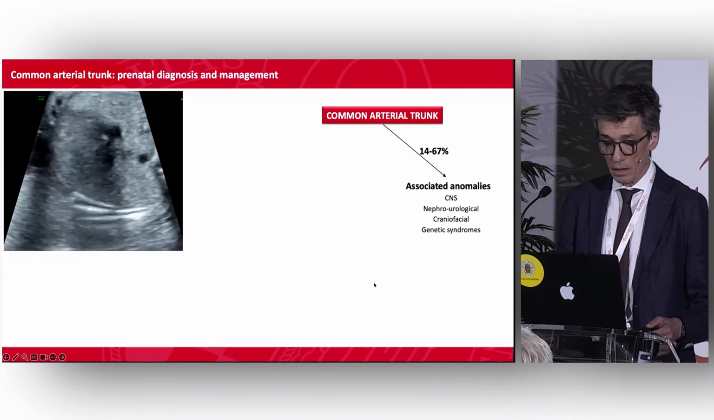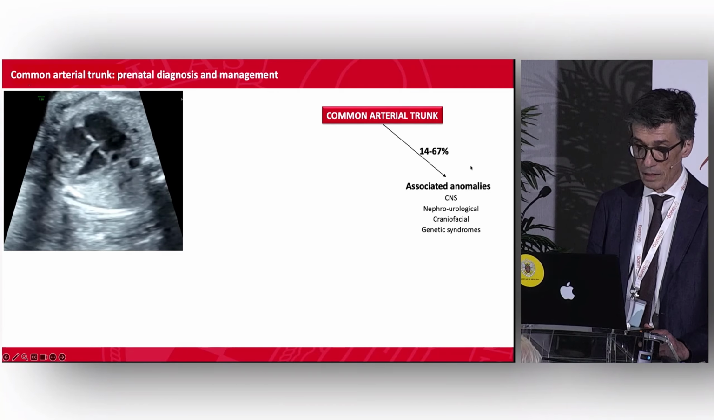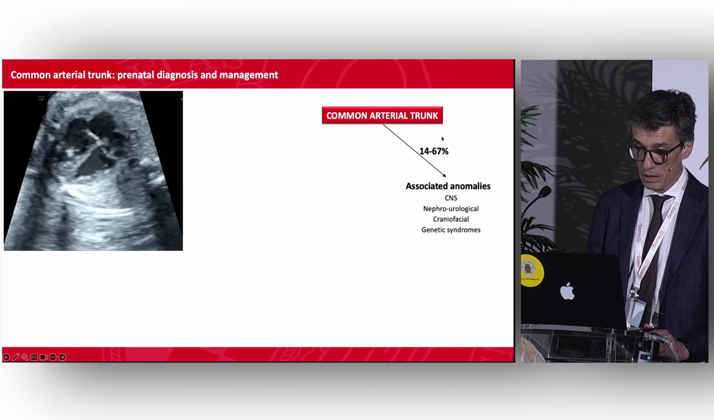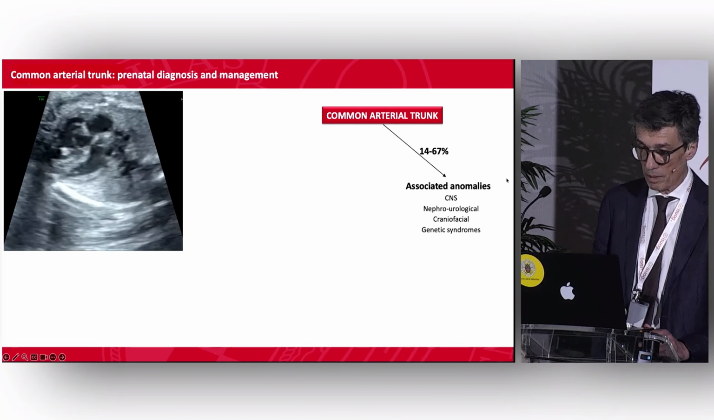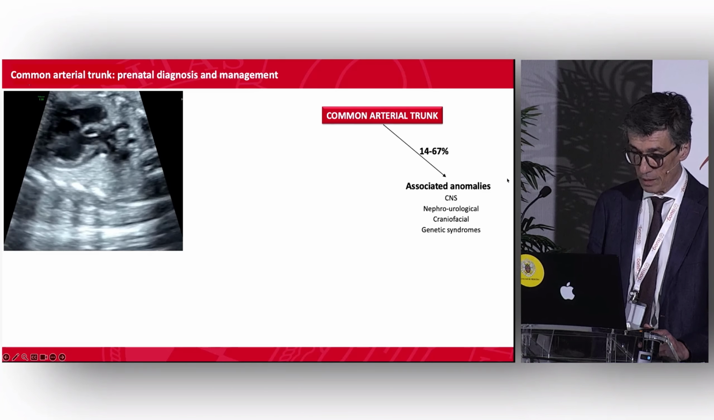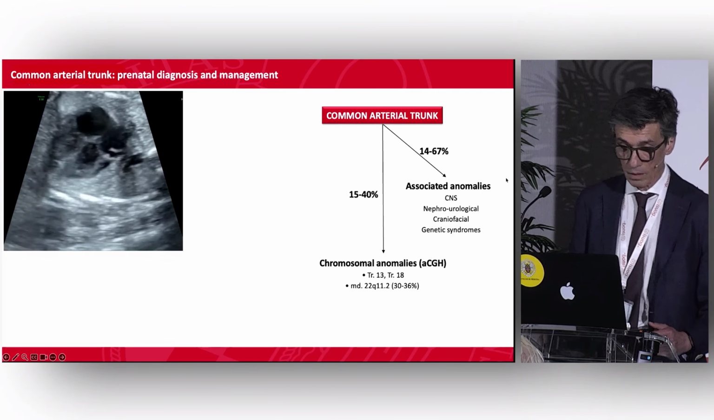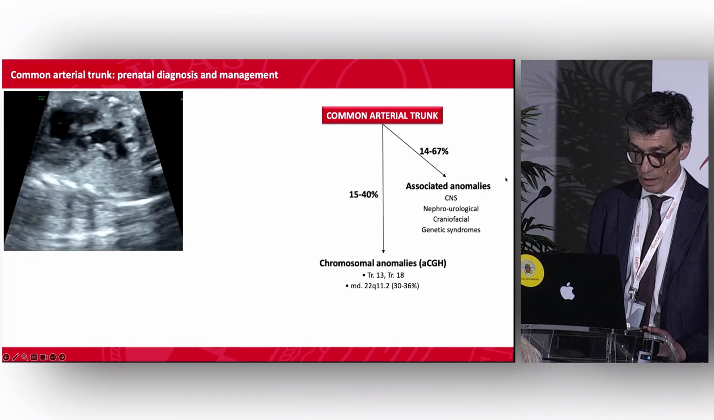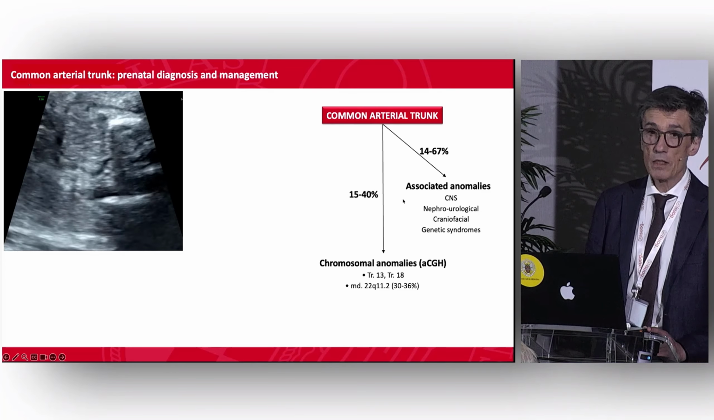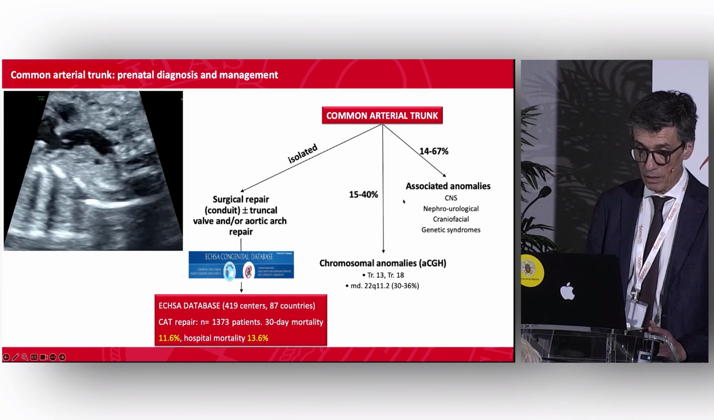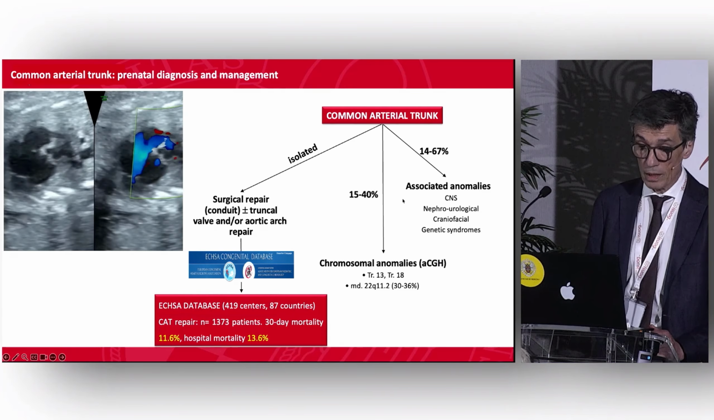What must parents know about this condition? We must tell them that in many cases there are associated anomalies, and therefore it's very important to do a thorough survey of the complete fetal anatomy. We always have to offer invasive testing to rule out chromosomal anomalies that are present in many cases. But in isolated cases, the parents must be reassured because the prognosis is usually very good.